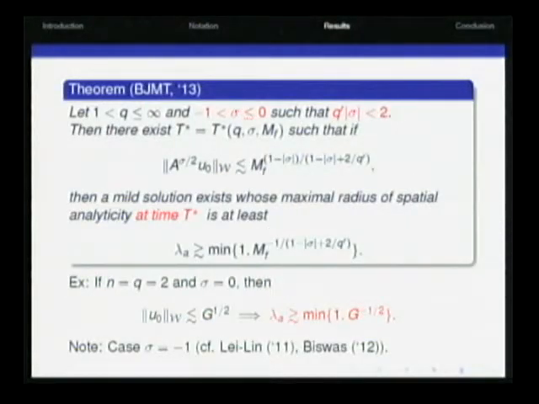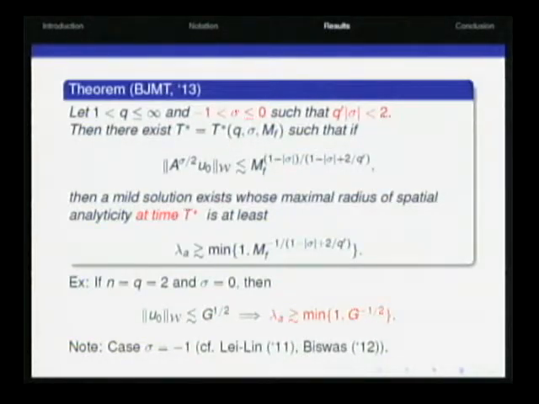And the theorem we have is the following. So sigma, if you take sigma between -1 and 0, then if the initial data satisfies this estimate, this A here, which I should have said earlier, is the Stokes operator. So you could think of it as just the Laplacian since we're working in the periodic case. And if it satisfies this upper bound estimate, then there's a mild solution that exists whose maximal radius of spatial analyticity at time t star is bounded below by this.